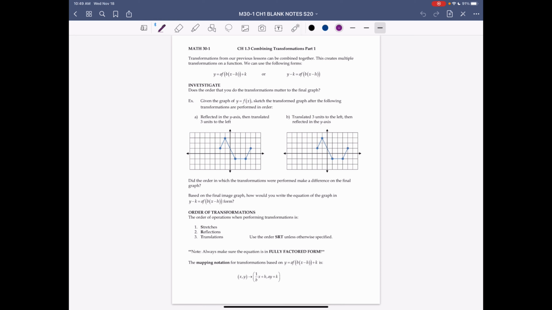Chapter 1.3, Combining Transformations, Part 1. Transformations from our previous lessons can be combined together. This creates multiple transformations on a function, and we can use the following forms.